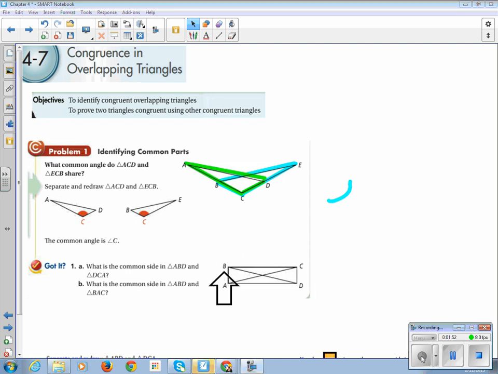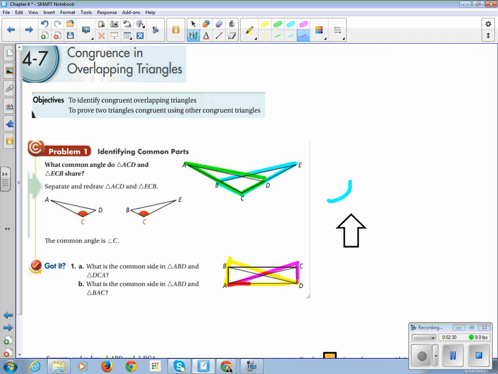All right, so take a look at this figure here. It's this nice little rectangle with diagonals going across, creating a bunch of different triangles. So we are going to just focus on triangle ABD. So let's highlight that. A, B, D is that triangle there. And DCA, D, C, A.